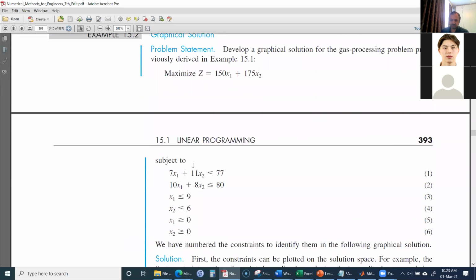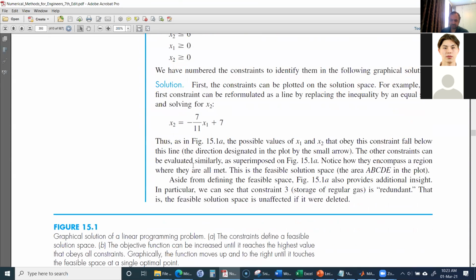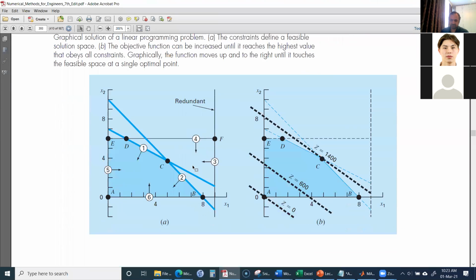So in the graphical solution, we can plot these curves. When we plot these curves, we will obtain this figure. And then you can see that in this figure, we can see a number of different things starting from these numbers. So what are these numbers? For example, 1, 2, 3, 4, 5, 6.